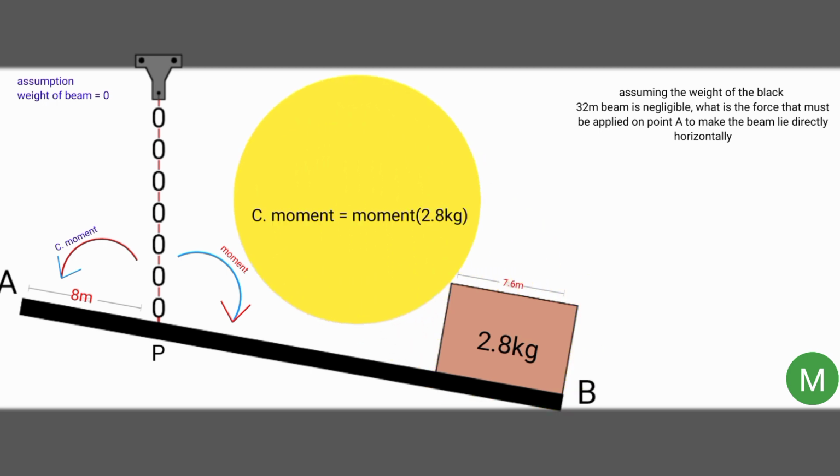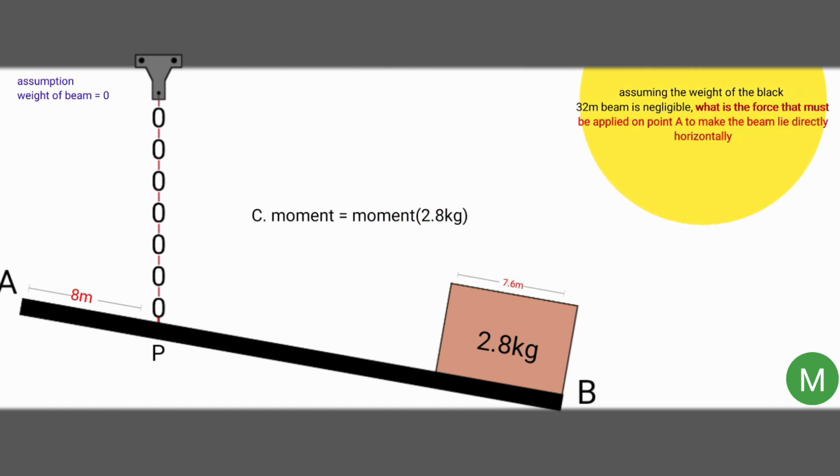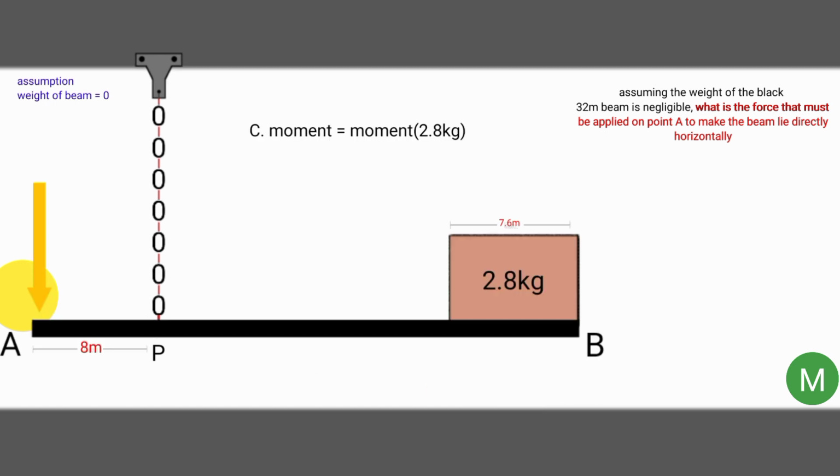Counter moment equal to moment caused by 2.8 kilogram. And from the question, we are asked the magnitude of the force to be applied here to balance the beam horizontally. That means it is the one causing the counter moment. Now let's assume that we have the force now and the beam is lying on the horizontal axis already because of the force. So let this counter force equal Fc.